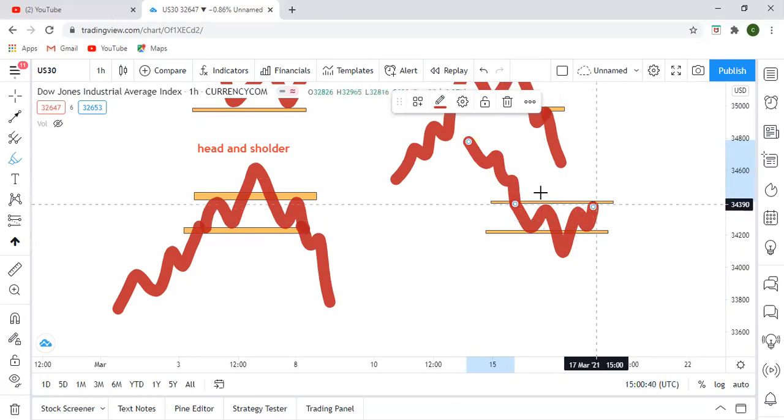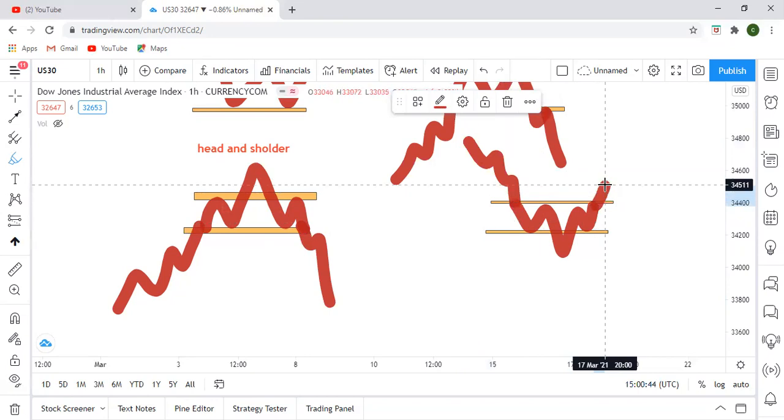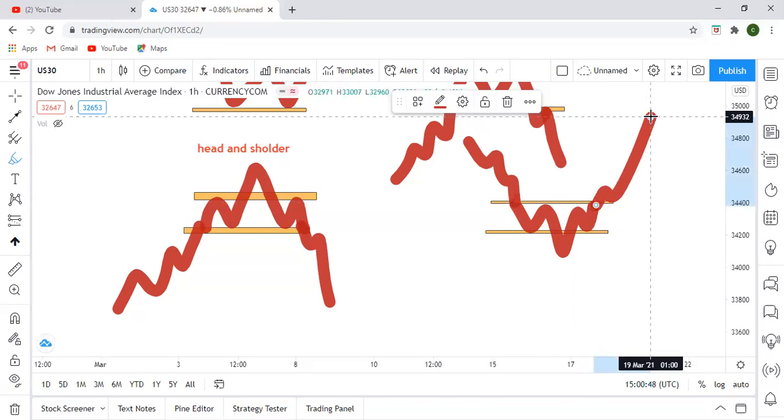So this is our neckline. You wanna wait for something like this. You wanna wait for a push to the upside, and then you wait for a retest, and then you push to the upside. So you saw that we had four major reversal patterns.